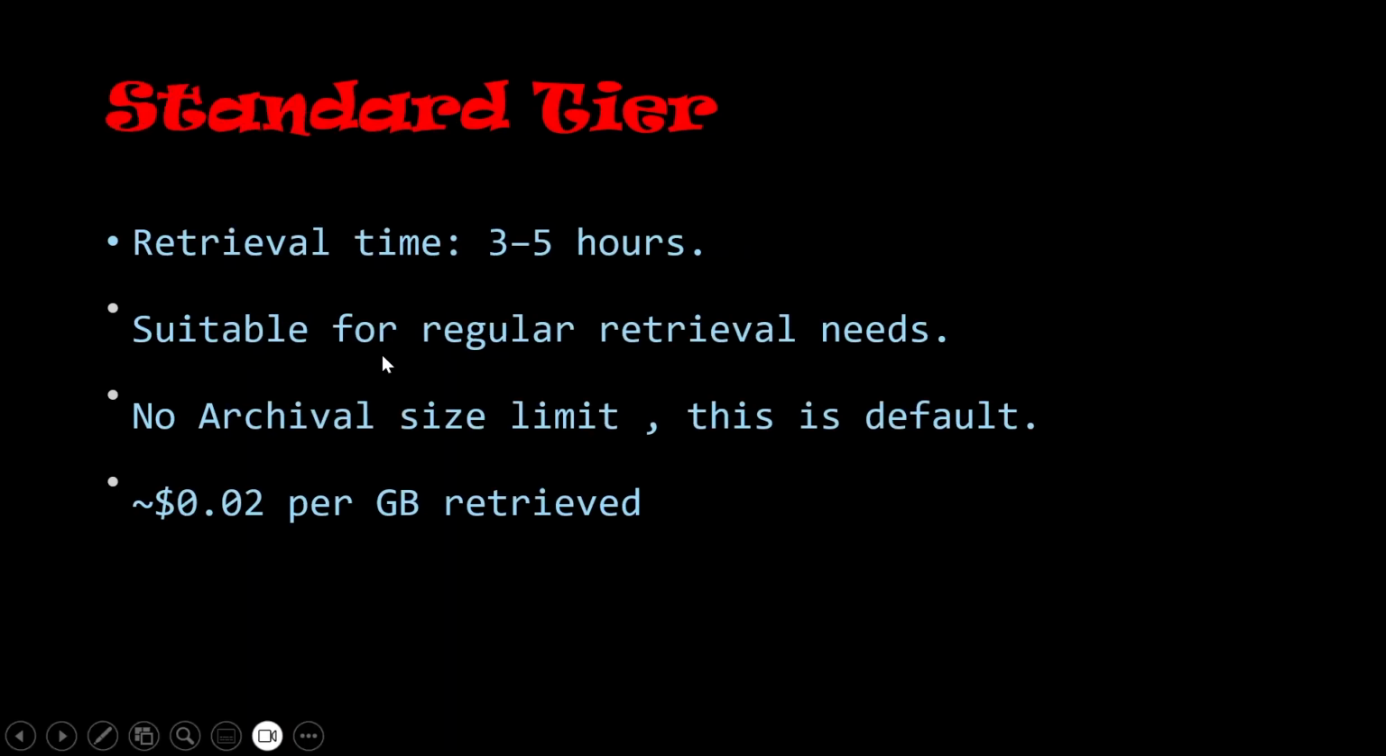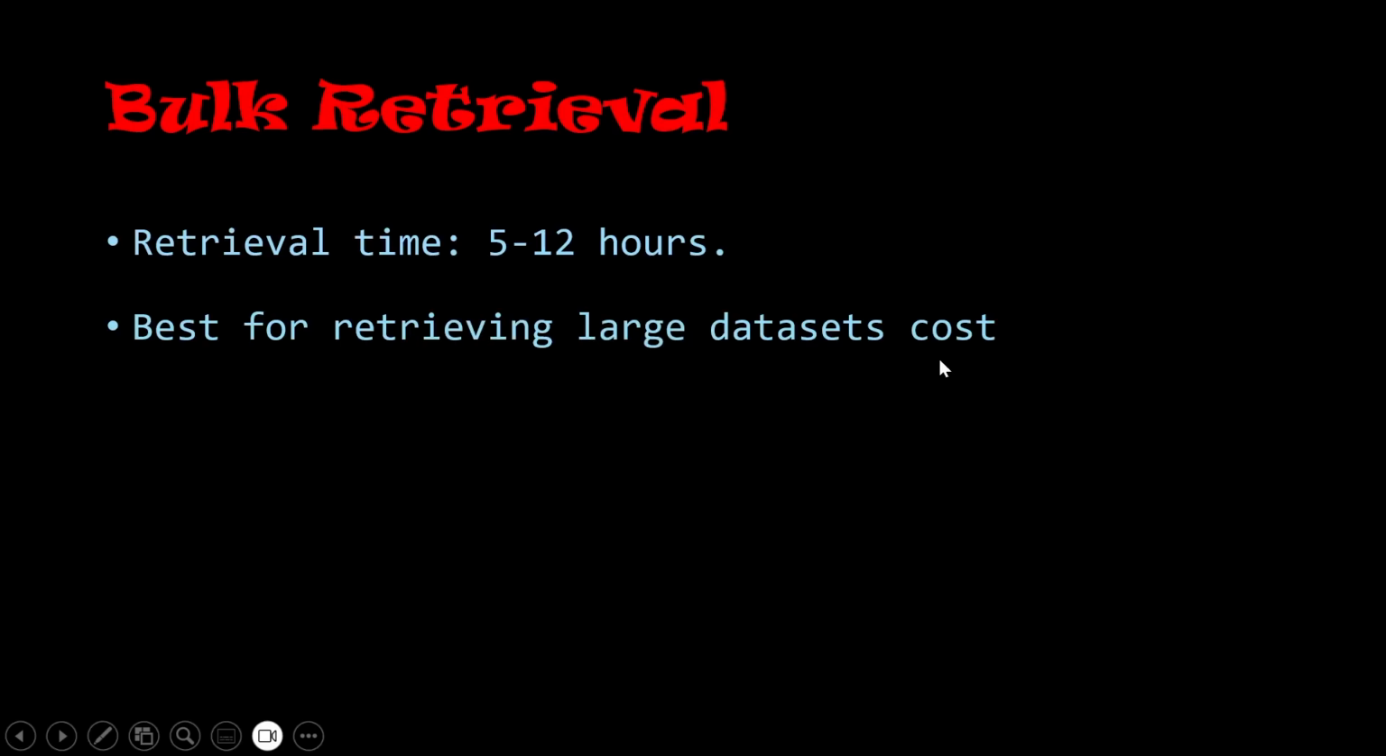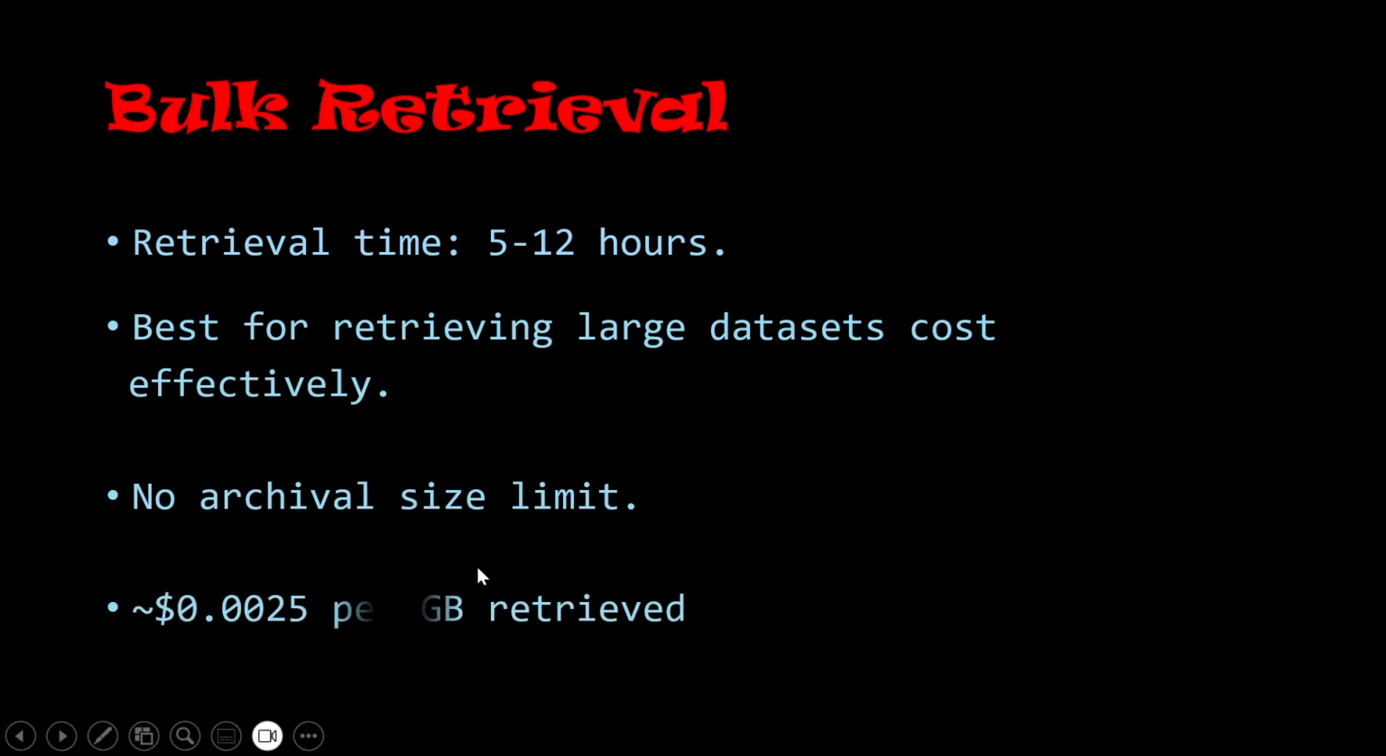Next is Standard retrieval. Retrieval time is 3 to 5 hours. This is the default tier and there is no object size limit, and this is a cost per GB retrieved. And the last tier is Bulk retrieval. Here the retrieval time is 5 to 12 hours. This tier is best for retrieving large datasets, which is cost effective. And there is no object size limit, and this is a per GB retrieved cost. Very less when compared to the other 2 tiers.